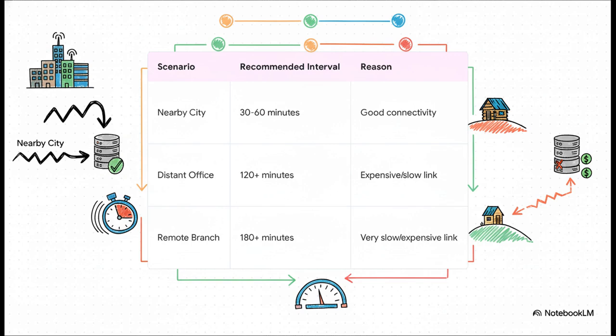Here are some really solid, practical recommendations for a branch in a city nearby with a good connection. Something like 30 to 60 minutes makes a lot of sense. But for that really remote branch with a slow and expensive satellite link, yeah, you might want to stick with that 180-minute default or maybe even bump it up.